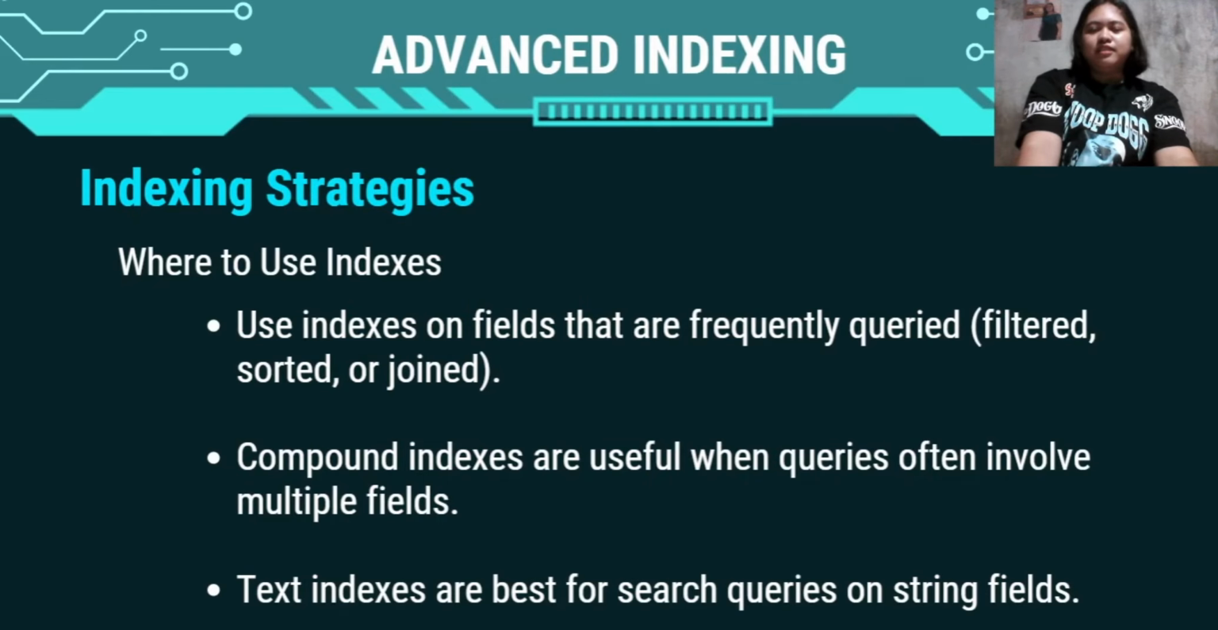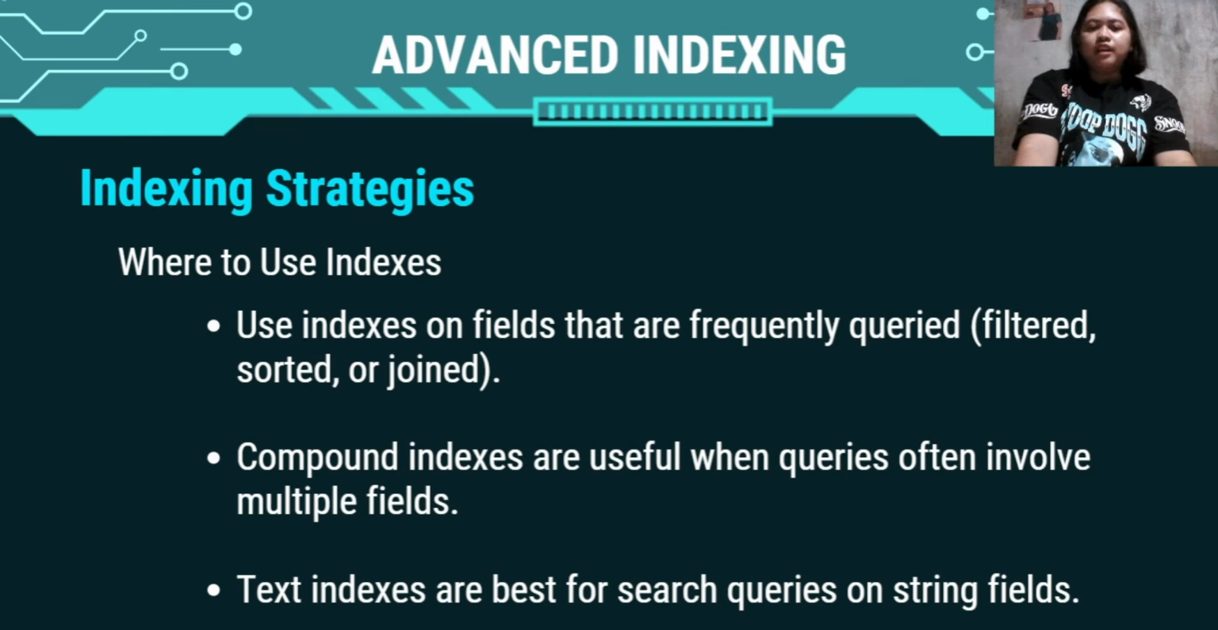Indexing strategies. Where to use indexes. Use indexes on fields that are frequently queried, filtered, sorted, or joined. When you have fields in your documents that are commonly used in queries, adding an index to these fields can significantly speed up the data retrieval.